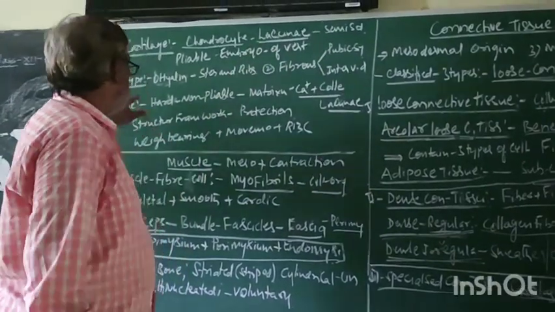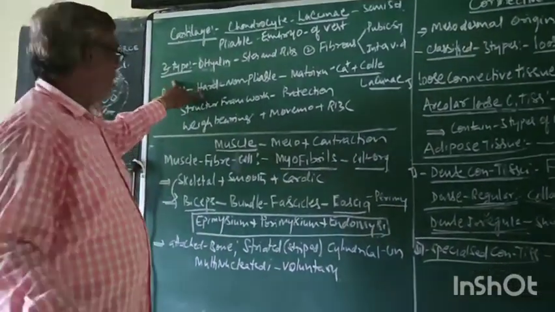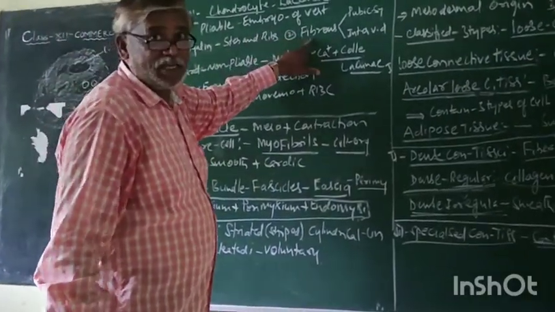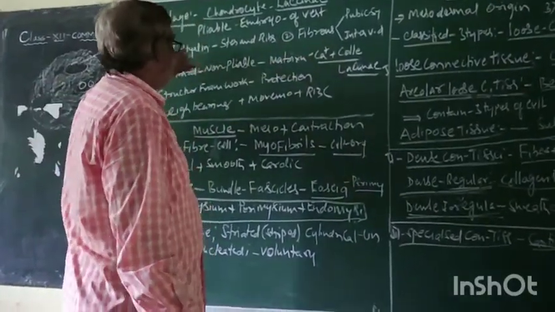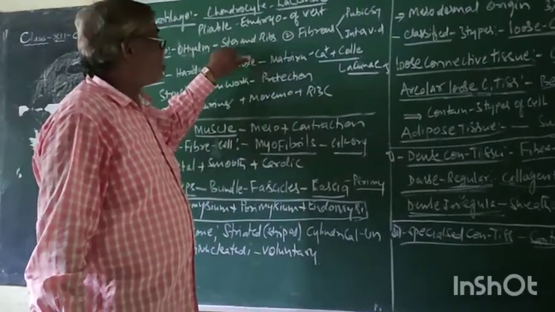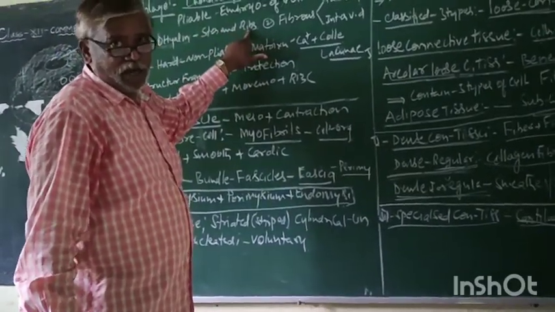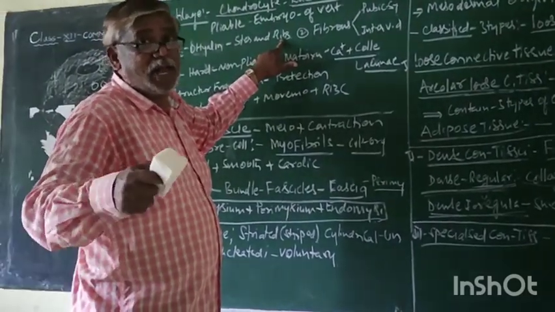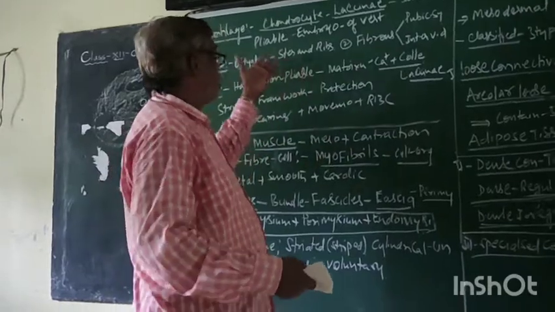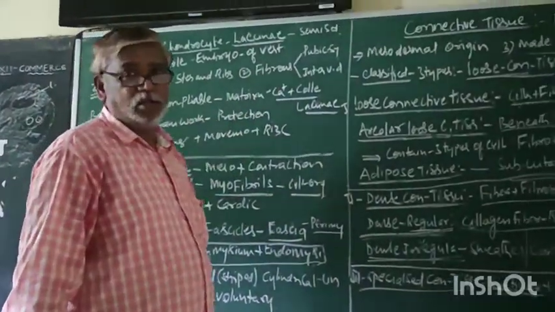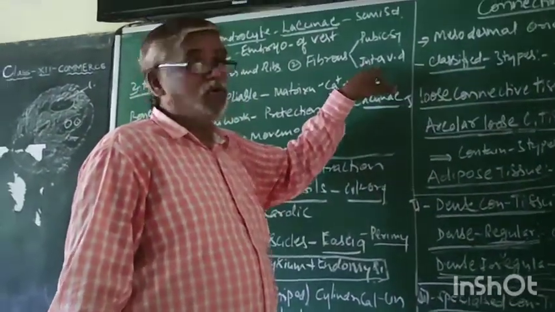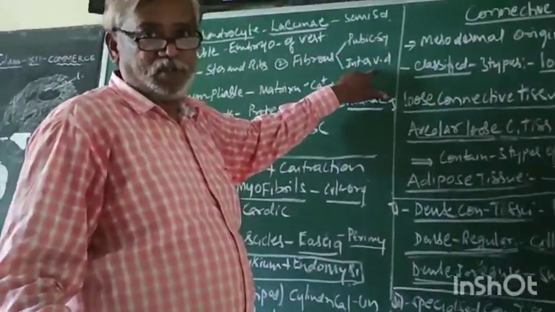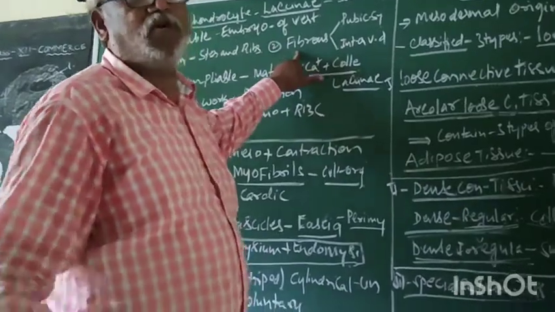Now, cartilage is classified into three types: hyaline cartilage, fibrous cartilage, and calcified cartilage. The hyaline cartilage is present between the sternum and ribs. The ribs are attached to the sternum and form a cage. This attachment between sternum and ribs is cartilage. Fibrous cartilage is found in the pubic symphysis and the intervertebral discs.